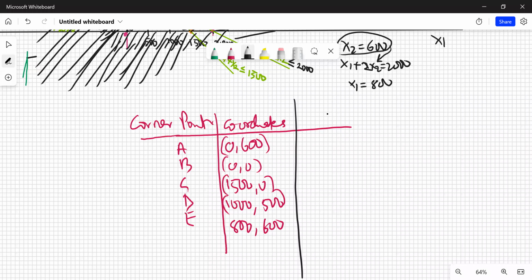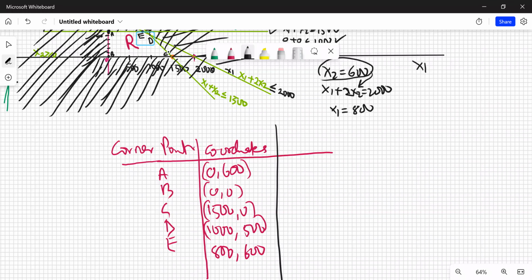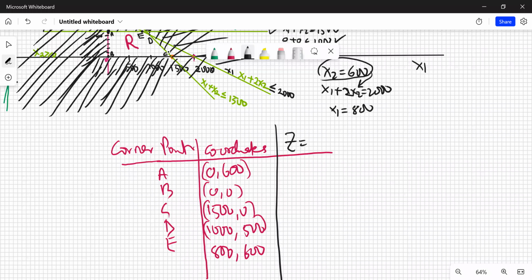So point A is the point 0, 600. That is easy to see here. Then we have B, which is 0, 0. Then we have C, which is 1500, 0. Then we have 1000, 500. And then finally we have 800 and 600. So the last thing is to obtain the value of Z. This is the objective function. Objective function value.